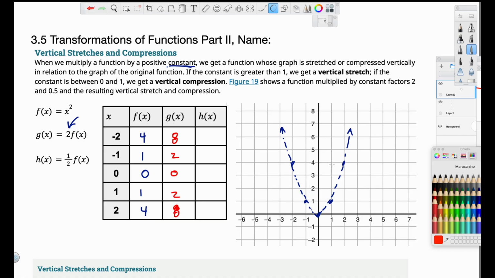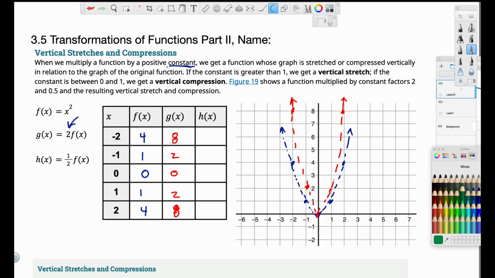That's an 8. Okay, so now I've got 0, 0, 1, 2, 2, 8, -2, 8, and then we have this graph. Now you will see that it has been stretched vertically by a factor of 2. So all of these points here on the outputs have doubled from the parent function to 2 times the parent function.